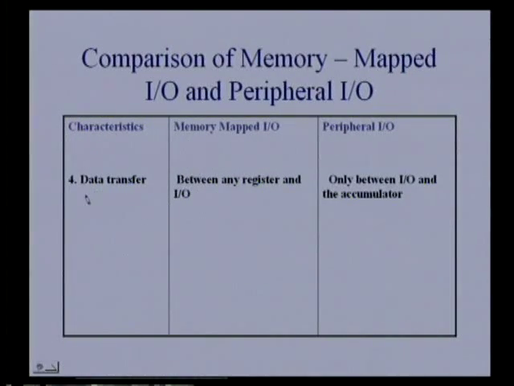And next, data transfer. In memory mapped IO, data transfer will be between any register and IO, whereas in peripheral IO, the data transfer will be only between IO and the accumulator. Accumulator is normally called register A. So, the data transfer will be between accumulator and IO device.